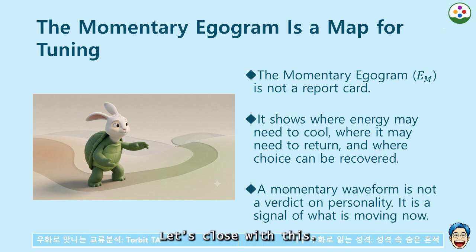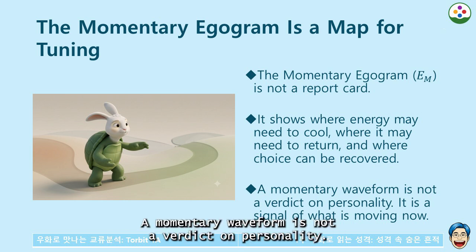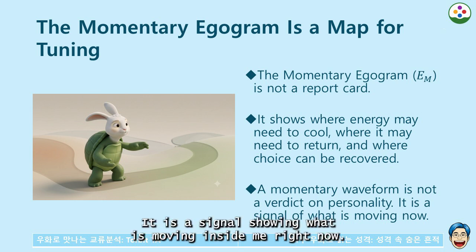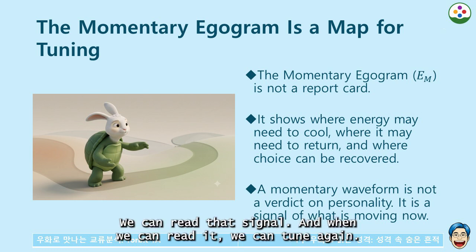Let's close with this. Today's fluctuation is not all of me. A momentary waveform is not a verdict on personality. It is a signal showing what is moving inside me right now. We can read that signal, and when we can read it, we can tune again.